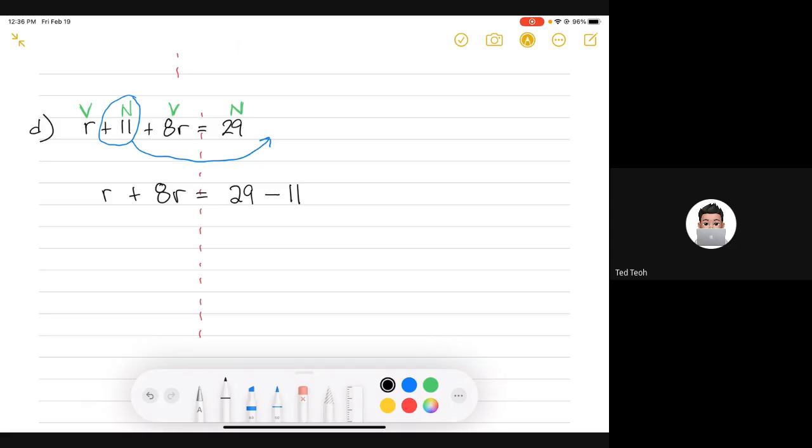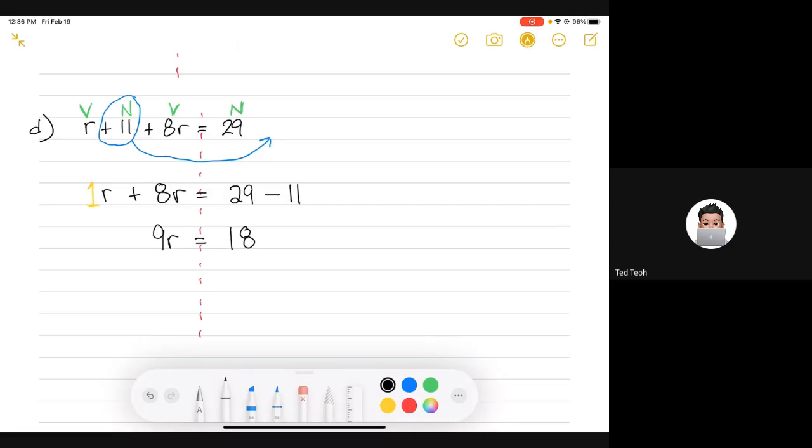Okay, please don't forget when you bring a positive over to the other side on the dotted line, it becomes a negative. Okay, from here, some of you might get confused with what to do with this R. What do I do with this R? All right, so we kind of have to remember the rule. There's an imaginary 1 in front of the R. Okay, so when I have a letter by itself, there's an imaginary 1 in front of it. All right, so it's actually going to be 1R plus 8R, which gives you 9R. 29 minus 11 is 18.